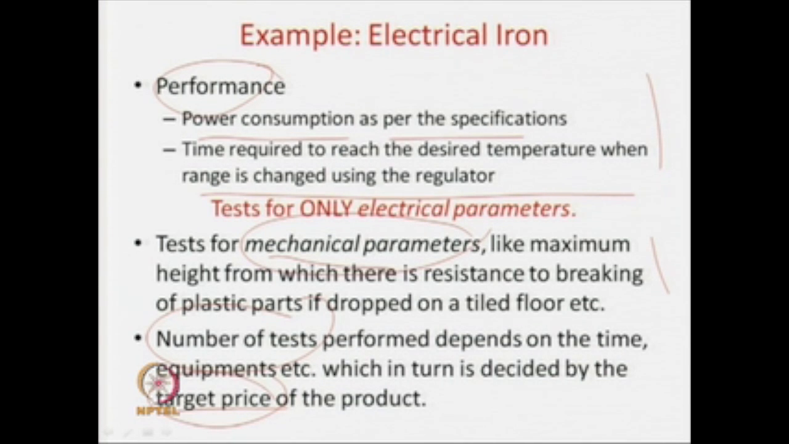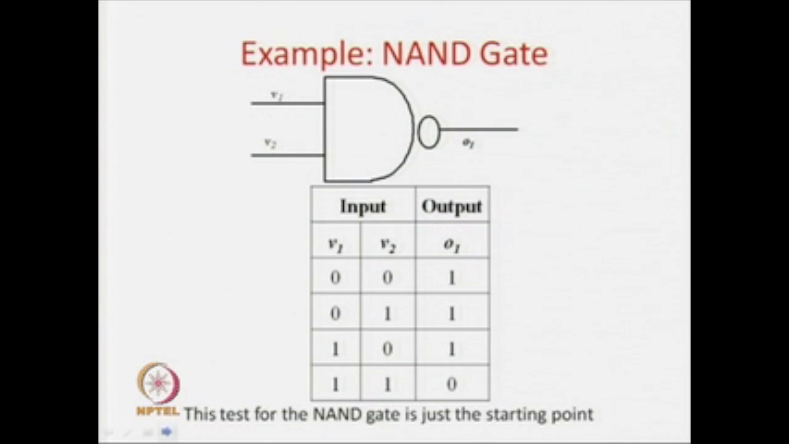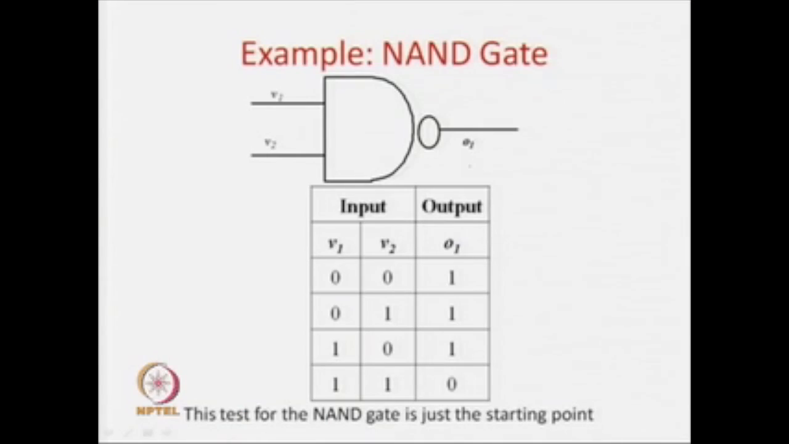So, with this we started with a very simple classical example of an electrical iron, because it is very well known to us. Now, slowly we will go to our original course, which is on circuits. So, we will start off with a very simple NAND gate. So, this is your very simple NAND gate.